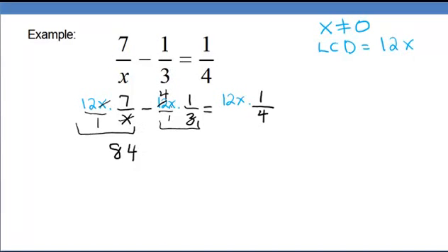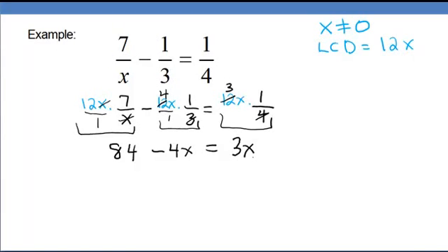So we have a minus 4x times 1, which is a minus 4x. And on our third piece, our 4 will cancel on the diagonal. 4 into 12 will go 3 times. So 3 times x times 1 is just 3x. And now we have a linear equation to solve. So we'll isolate the variable.